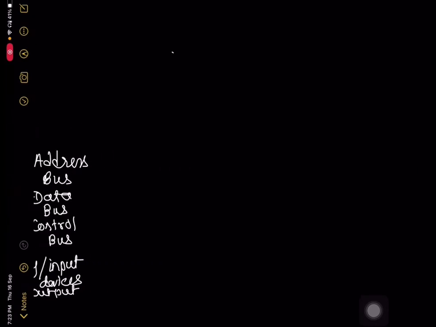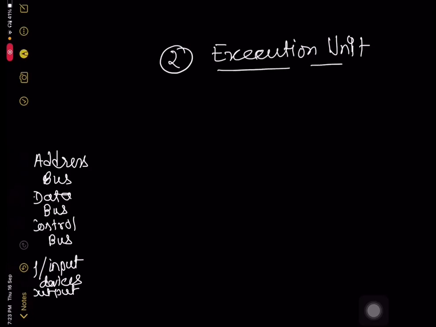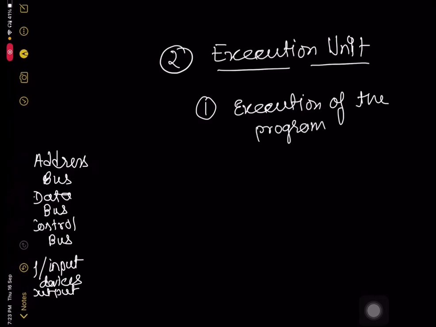The second part of the microprocessor is the execution unit. Now whatever program is brought into the microprocessor, that program has to be executed. So where will that program be executed? That program will be executed within the execution unit. So execution of the program is the first and the most important job of the execution unit.